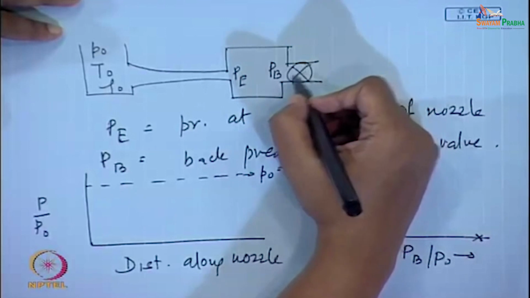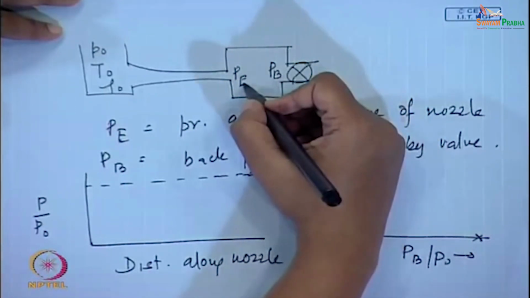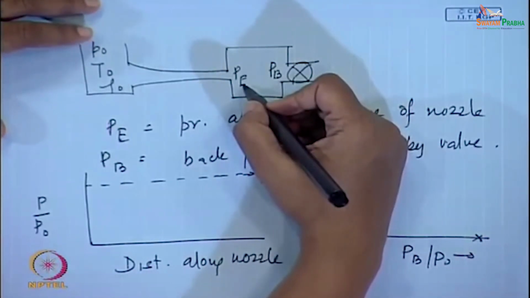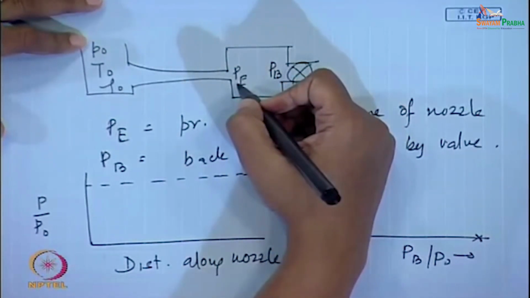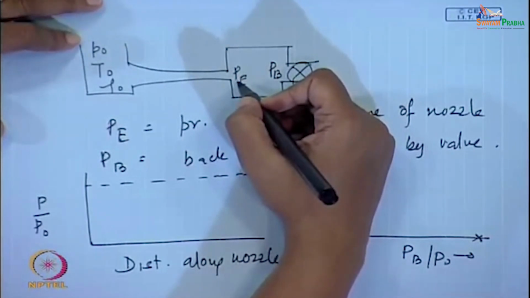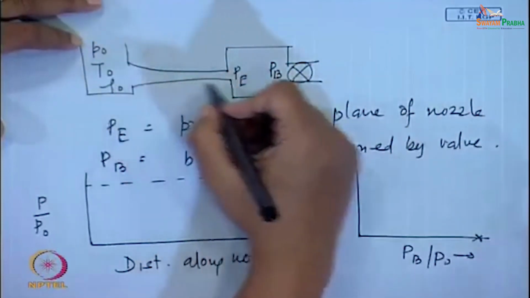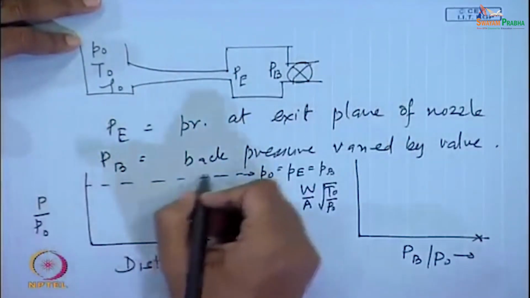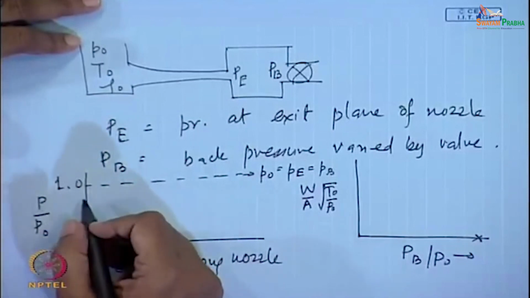As we open this valve, PB reduces, isn't it? PB and PE are equal. So, therefore, when PB reduces, PE also reduces, and gradually PE becomes less than P0, right. PE becomes less than P0, and when this happens, due to this pressure, some flow starts occurring. Okay. So, gradually if we keep on opening, this is for 1.0 and P equals P0.